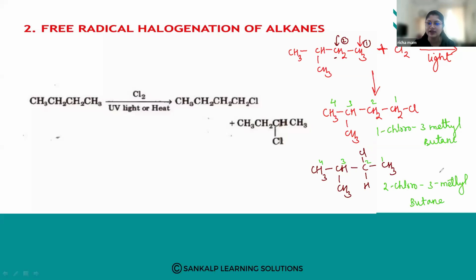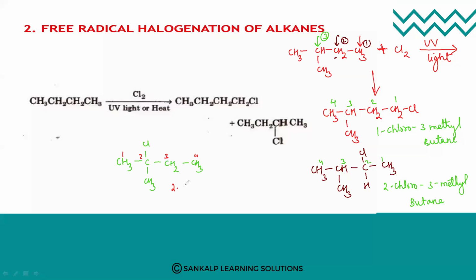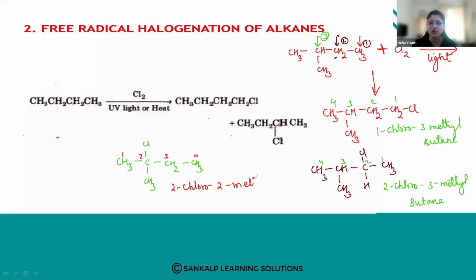Okay, so this is the second possibility. The attack can be possible on this carbon. Third possibility: CH3, C, Cl, CH3, CH2, and CH3. So give the numbering now. What will be the numbering? 1, 2, 3, 4. Okay, give the name. 2-chloro-2-methyl butane. Yes, correct. Good. So 2-chloro, 2-methyl butane.